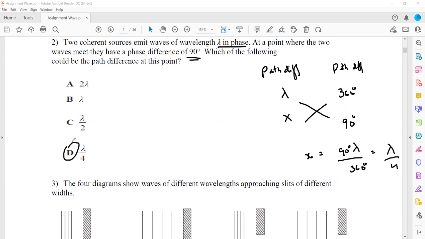So D will be the right answer, because of the relation between the phase difference and path difference: when one complete wavelength is the path difference, the phase difference is 360 degrees. So if the angle difference is 90, then the path difference will be equal to x.